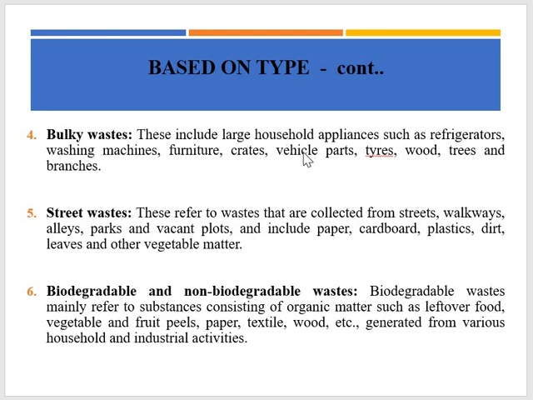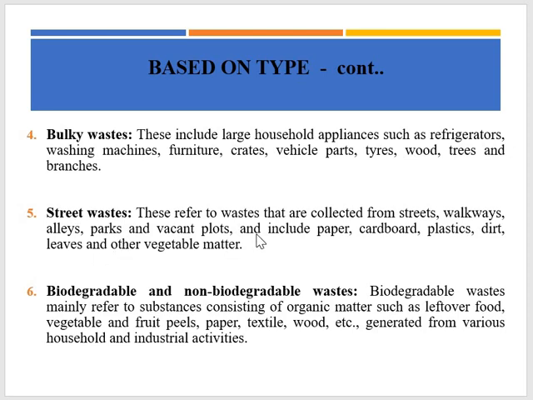Then comes the bulky waste. So these include large household appliances such as refrigerators, washing machines, furniture, crates, vehicle parts, tires, wood, trees, and branches. So these crates are cases which can be wooden or even plastic cases or boxes which are used for transporting and storing goods.